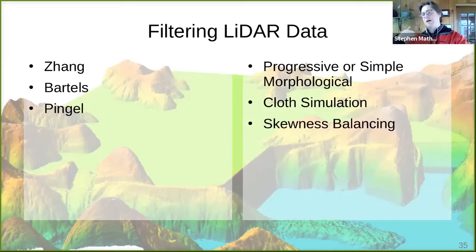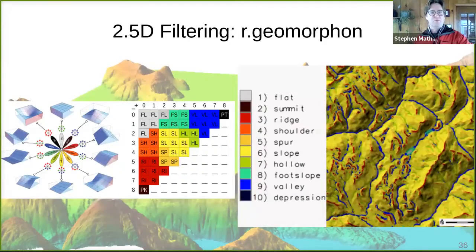We could also use cloth simulation or skewness balancing. But these are really optimized for true three-dimensional data sets. Depending on how a photogrammetry data set is flown, it may not be truly 3D in the sense that LiDAR is, with penetrating, multiple returns, and getting in between all the spaces. So we've played around a little bit with an alternative.